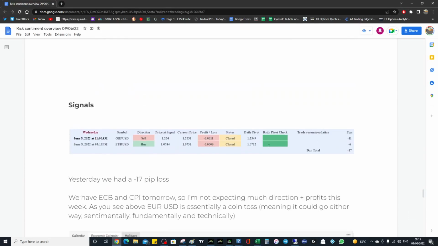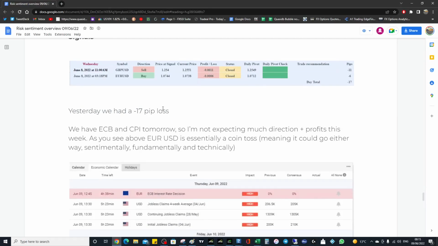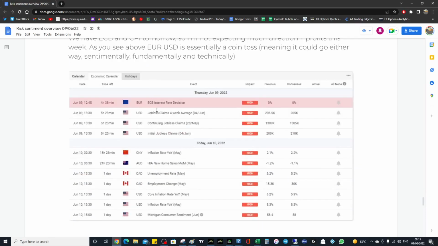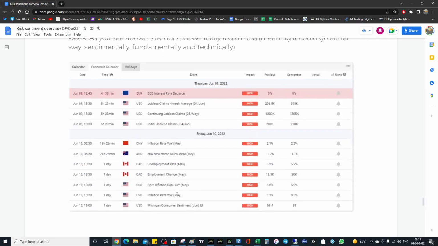Signals, we had a 17 pip loss, lots of indecision, but we have ECB and CPI tomorrow, so I'm not expecting much direction and profits because of that uncertainty. I don't think even the big fish know the outcome. They're probably really hedged, I'd imagine, because it's very uncertain. The fundamentals are mixed as well, and the sentiment is mixed, 50-50. So it's very undecided. And here's ECB, and then there's CPI tomorrow, and that's it.